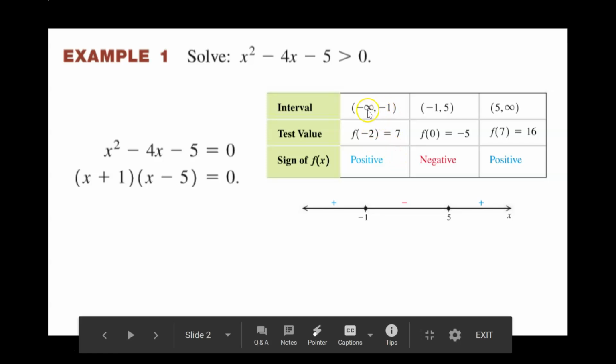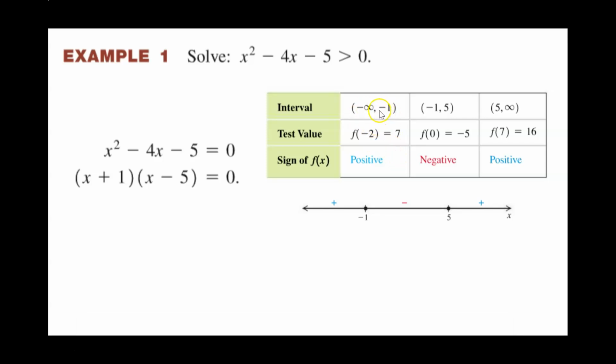For this particular one, we're going to start with the first interval, and all we have to do is find a test value. Just choose a number between negative infinity and negative 1. I just chose negative 2 in this case. It doesn't matter which number you choose. Whatever number is in between, plug it in for x and get our answer. If you plug negative 2 in here and do the math, we get 7. Is 7 positive or negative? In this case, it's positive.